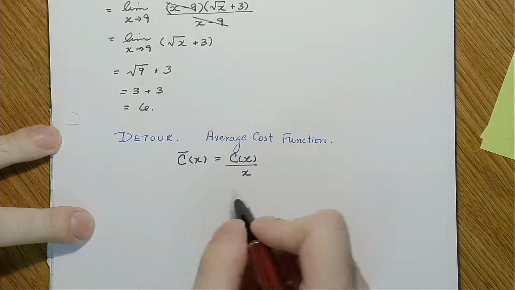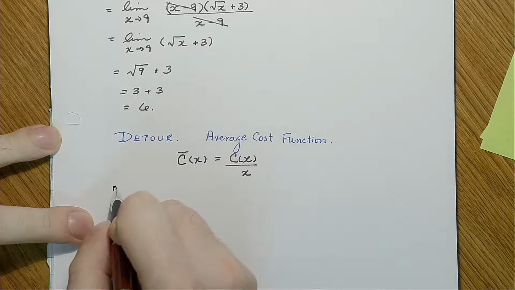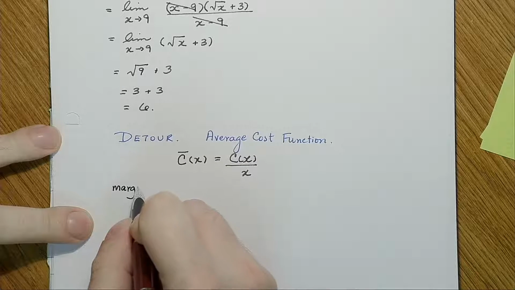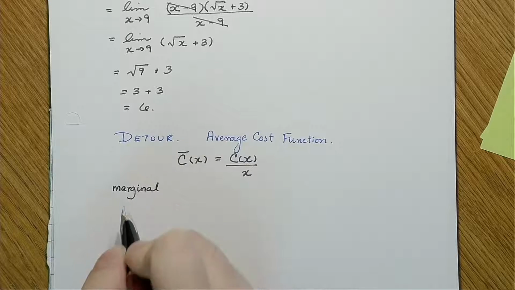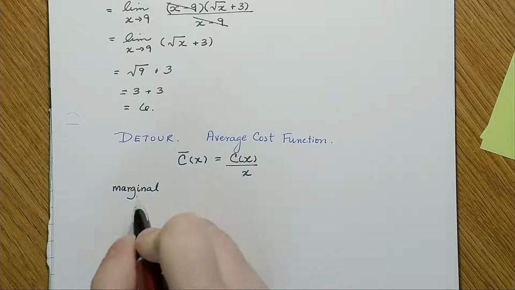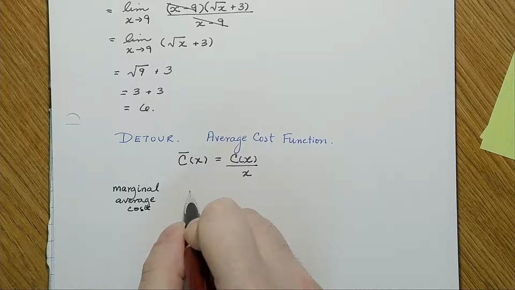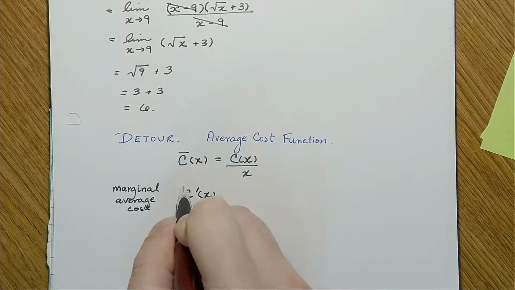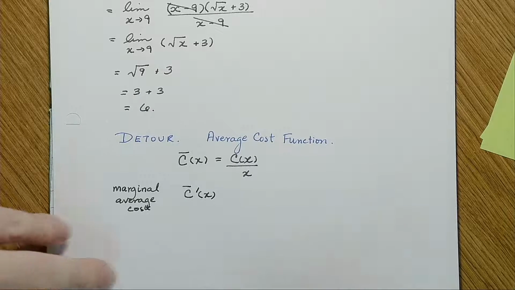And then if I want the marginal, and again, I've said that throughout our lectures, if I wanted the marginal, that's code word for derivative. So this basically means the marginal average cost is the derivative of that.